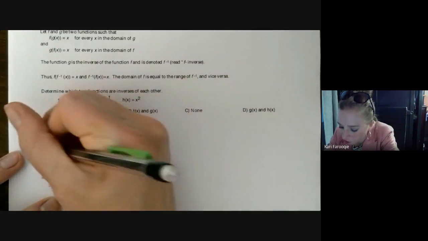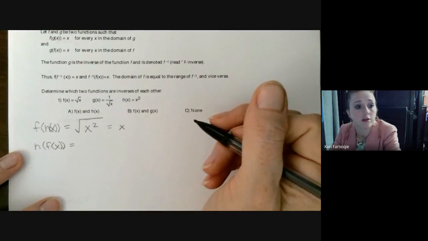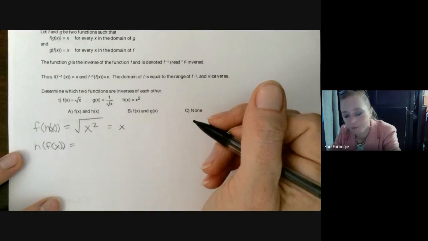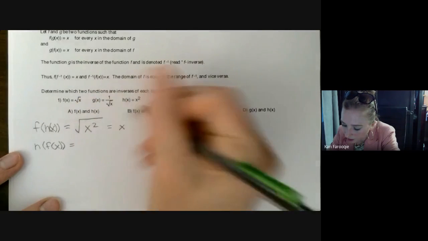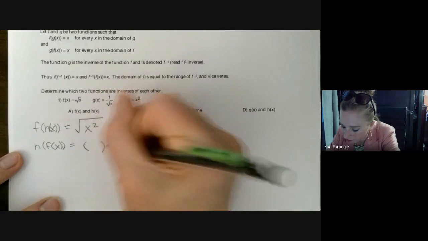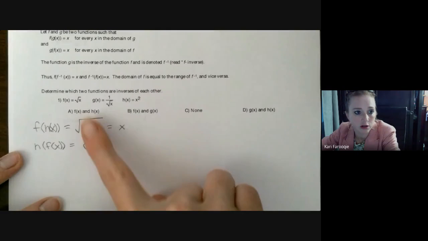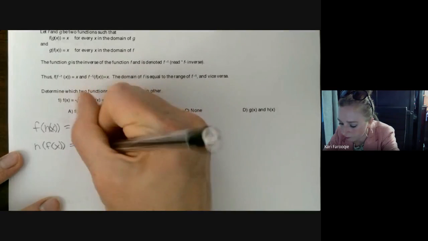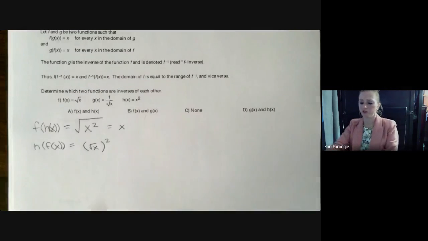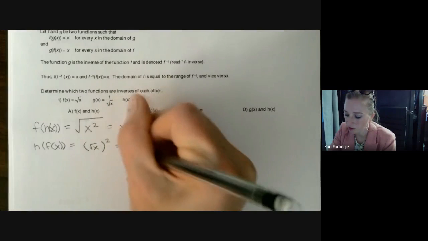Check it the other direction. Check to see if h of f of x is equal to x. And if it is, then we'll know that these two are inverses. So h is x squared. Everywhere you see x, you're going to replace it with f of x. So the h function squares the quantity, and then the inside function is going to be this function f of x. I know, for some reason it looks funnier when you do it that way. So h takes the quantity and squares it. f in this case would be your inside function. And the square root of x squared is x.